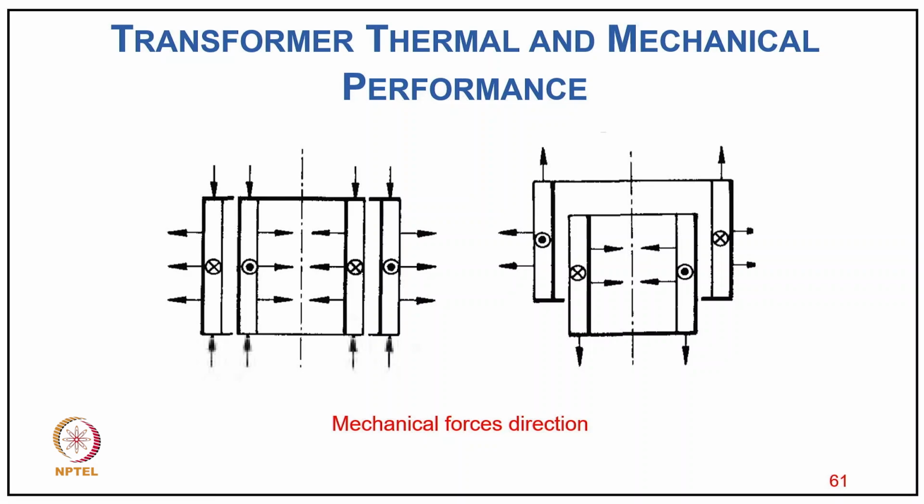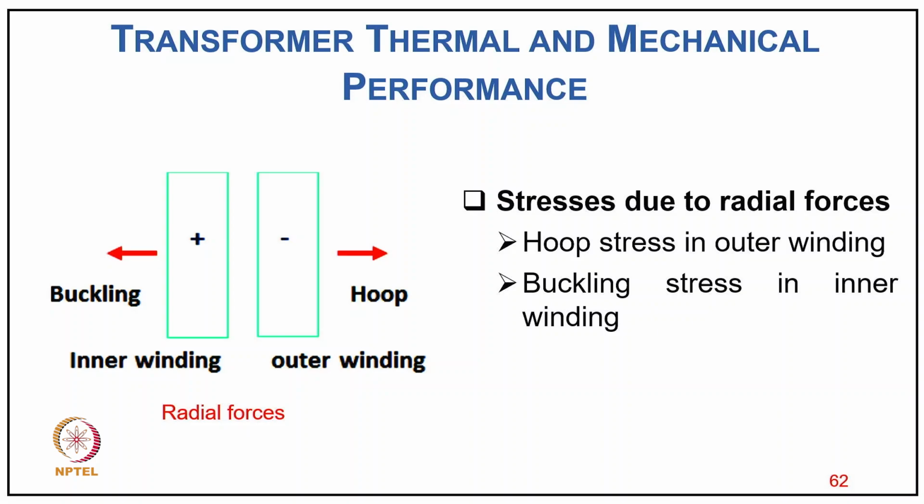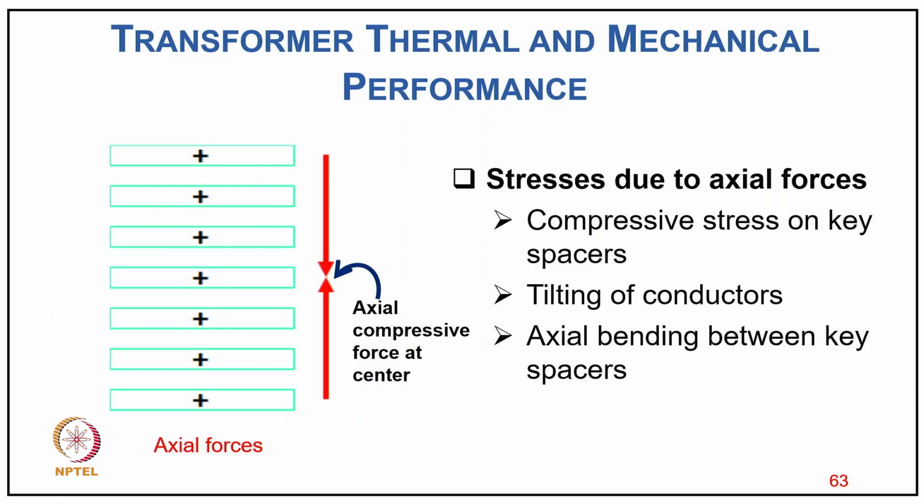So repulsive and attractive forces are produced in different parts of the winding, and this causes buckling of the inner winding, while the outer winding goes into hooping with the radial forces. So the stresses due to radial forces are hoop stresses in the outer winding and buckling stresses in the inner winding. And now there is an axial compression force at the center with the help of the sandwich winding.